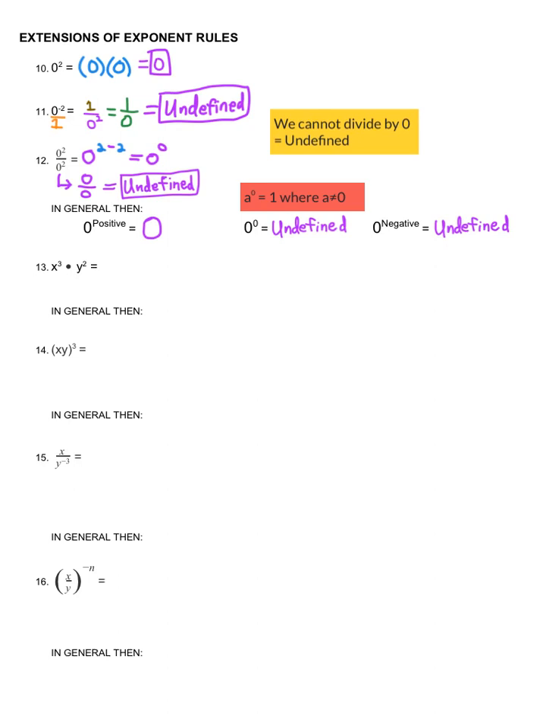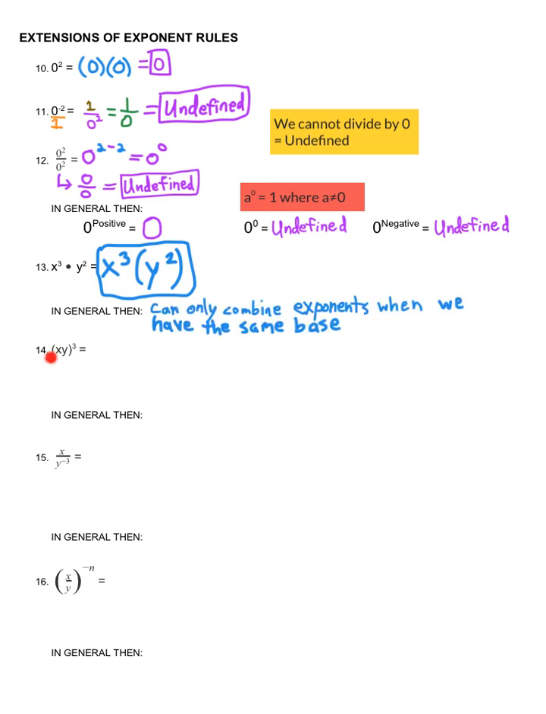Now let's try number 13. That says x to the third times y squared. What do we think that answer is? Well, that answer here is actually the same exact thing. It's the same exact answer because we can't combine them because they have different bases. You can only combine your exponents when your bases are the same. So that's our general rule here.